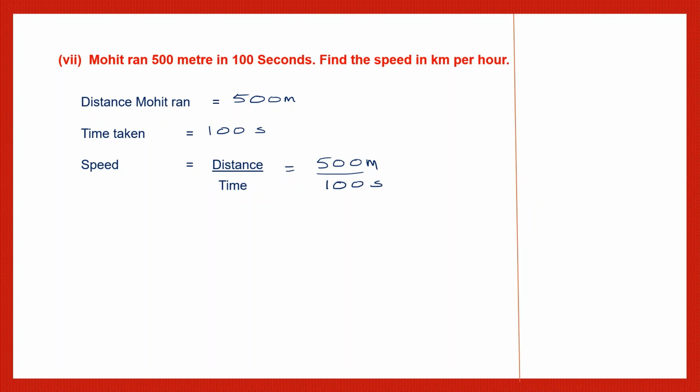So here let's cancel what we can. We can cancel the two zeros. So we have 5 by 1, which is 5. So this is 5 meter per second. Now we are asked to find our answer in kilometer per hour. So let's convert this meter per second into kilometer per hour. So we have 5 meter per second. When you convert it to kilometer per hour, you multiply by 18 by 5. So that is 5 into 18 by 5. Okay, now let's cancel the 5s. So what is left is 18. We only have 18 left.